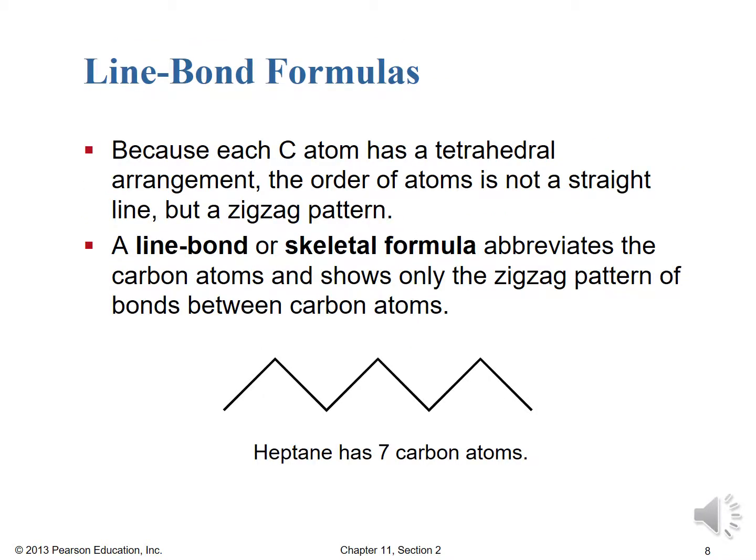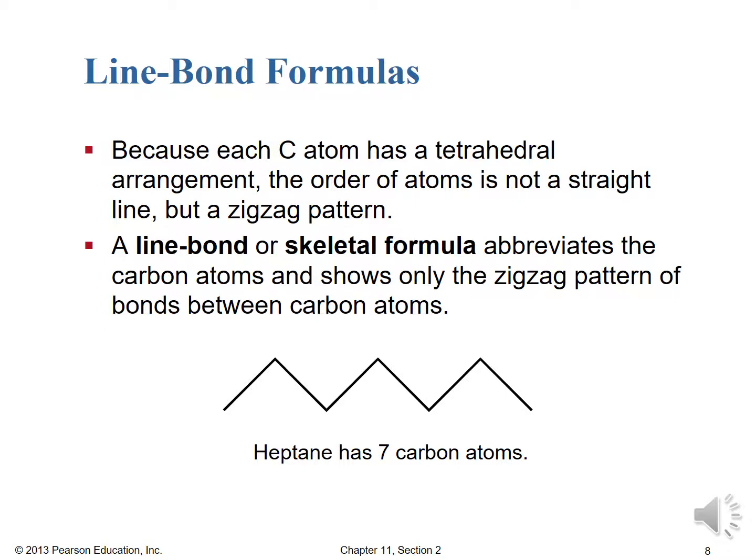Now, once you get the hang of all that, these line bond formulas, or skeletal formulas as they're more commonly known, get to be very nice. They're very convenient. Each carbon has a tetrahedral arrangement in the alkanes that we're focusing on now. So the order of the atoms is not a straight line, but a zigzag pattern to represent that idea of a bond angle. In the case of the alkanes, it should be roughly a 109.5 degree bond angle, but at least a zigzag line shows that it's not a straight line.